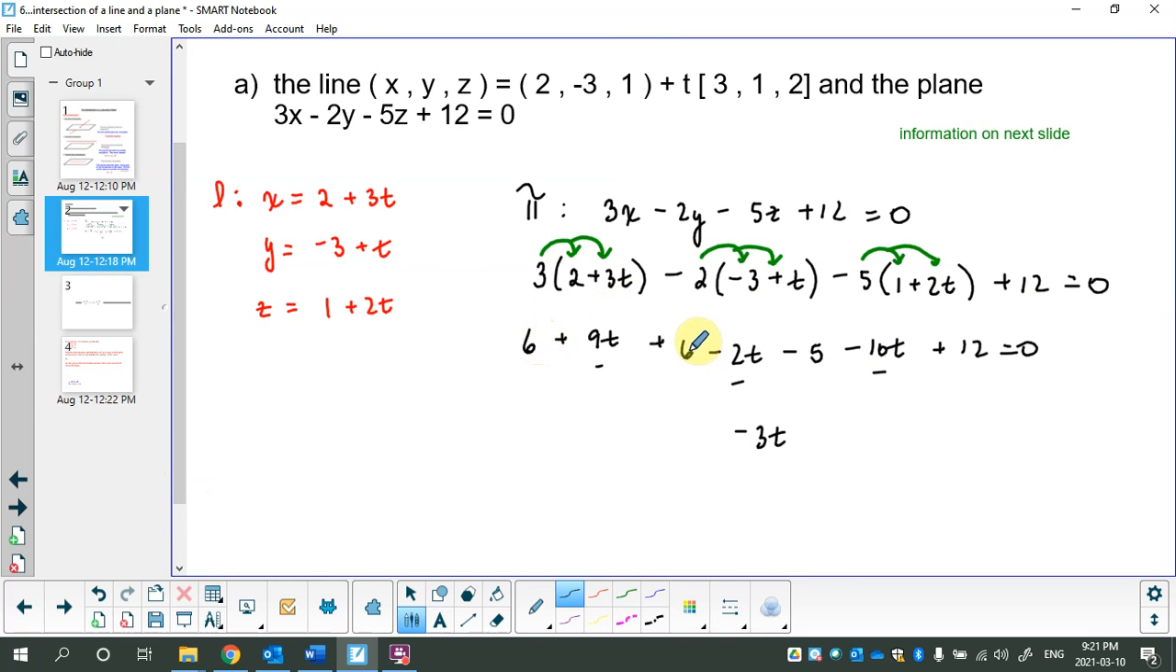So 6 plus 6 is 12. Plus 12 is 24. Minus this 5 is 19. Oh, yes. Whew. 6 plus 6 plus 12, 24, minus 5. Yes. So t's on one side.